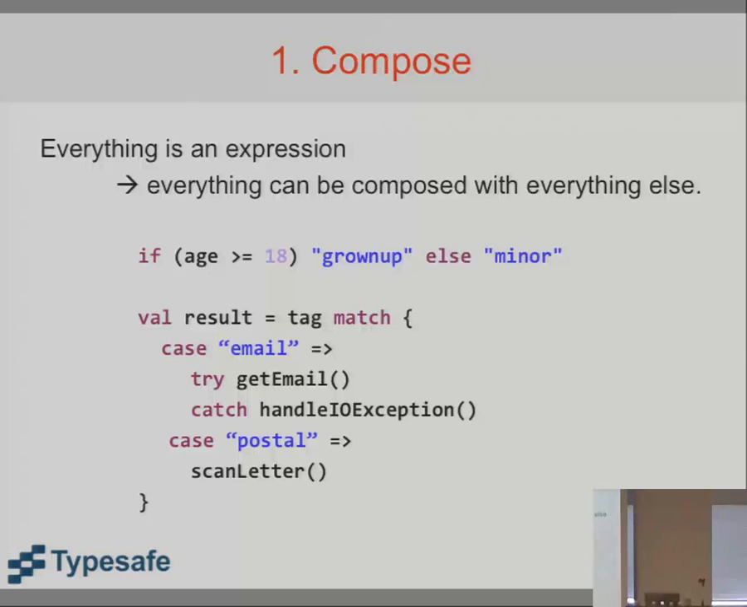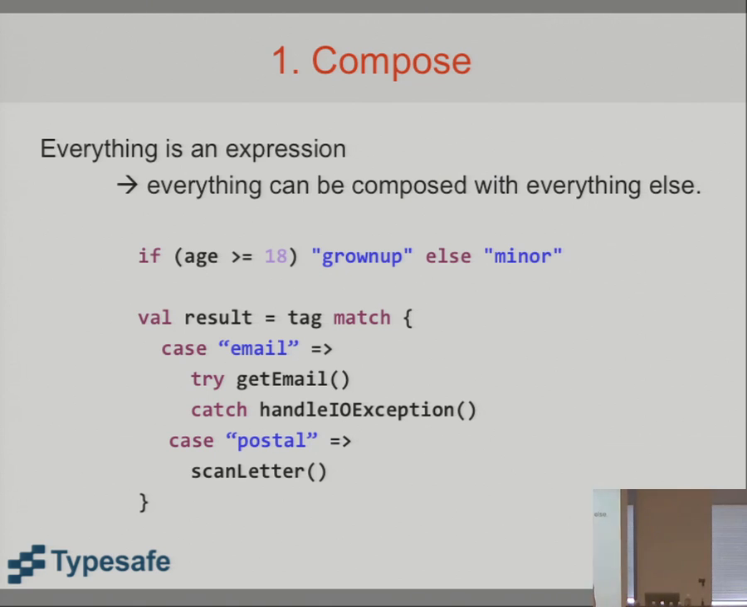So the first thing that is often overlooked, but I think it's really important, is the expression-oriented nature of functional languages in general and Scala in particular. What I mean by that is that everything that you write is an expression. And that's good because that means everything can be plugged into everything else. Everything gives you a value that can be plugged into the next expression. A simple example is this if expression: if age greater or equal 18, grown up, else minor.